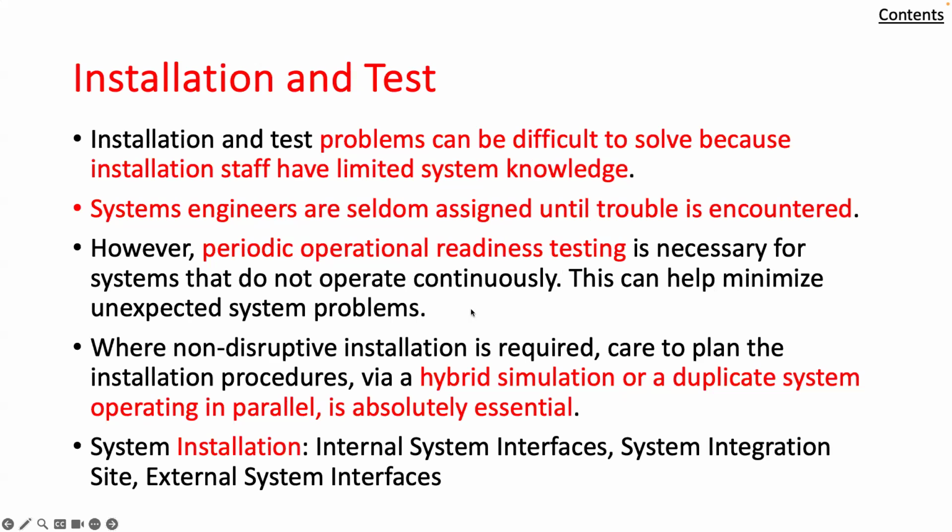And so a missile silo is not going to be used all the time, but it periodically has to have that operational readiness to make sure that at a moment's notice, it's going to work. When non-disruptive installation is required, care to plan the installation procedures via a hybrid simulation or a duplicate system operating in parallel is absolutely necessary, and we'll see that in a second. So for system installation, there are various things that need to be thought about. The internal system interfaces, you have to be thinking about the system integration site. Hopefully there's not going to be any snafus with that, plus the external system interfaces.